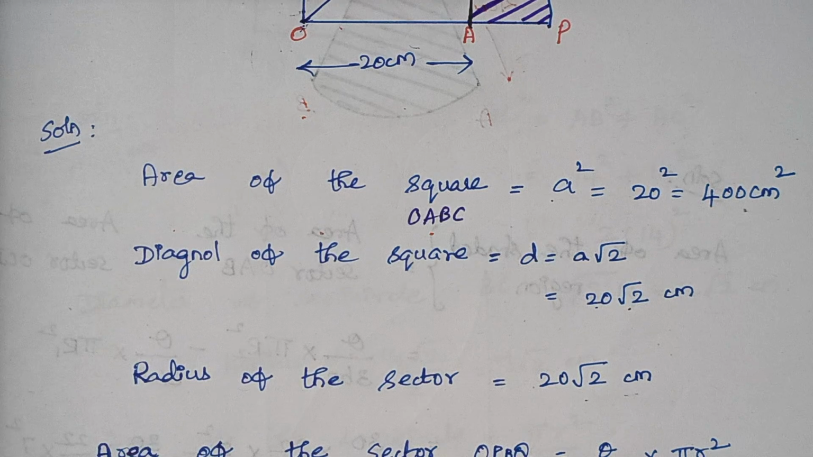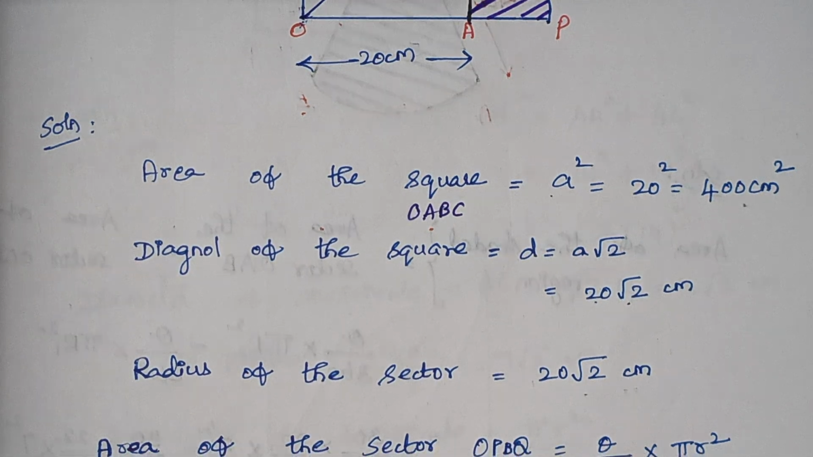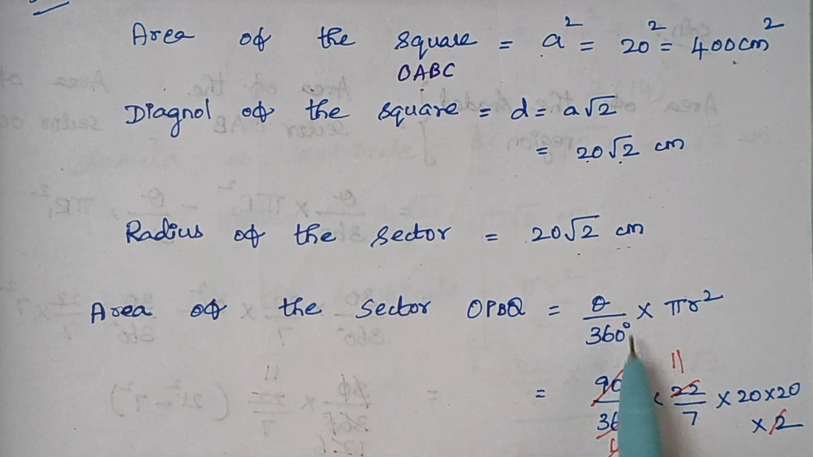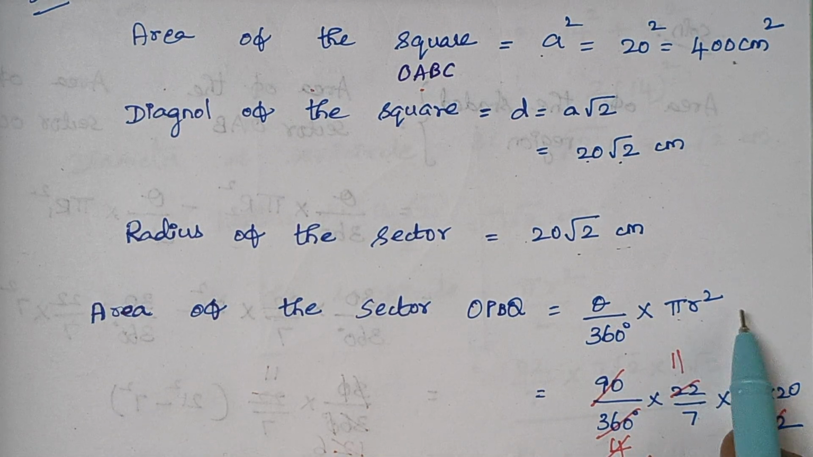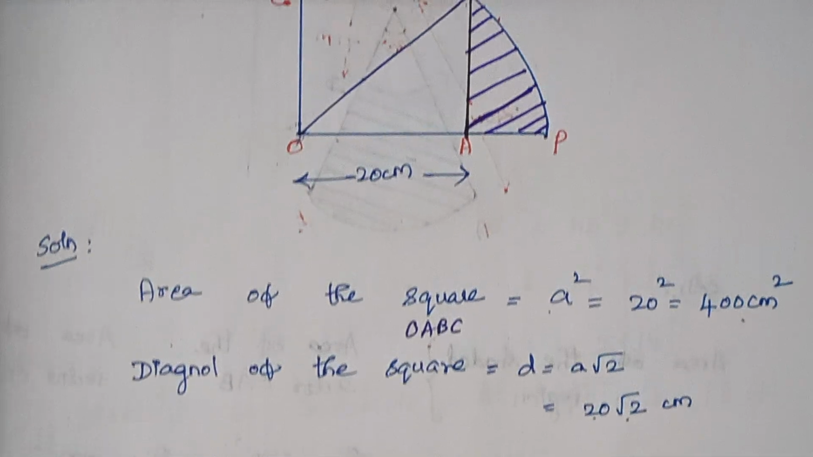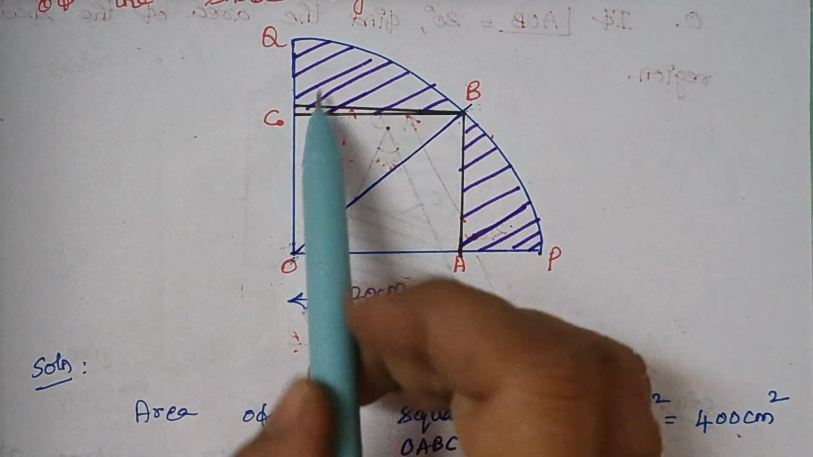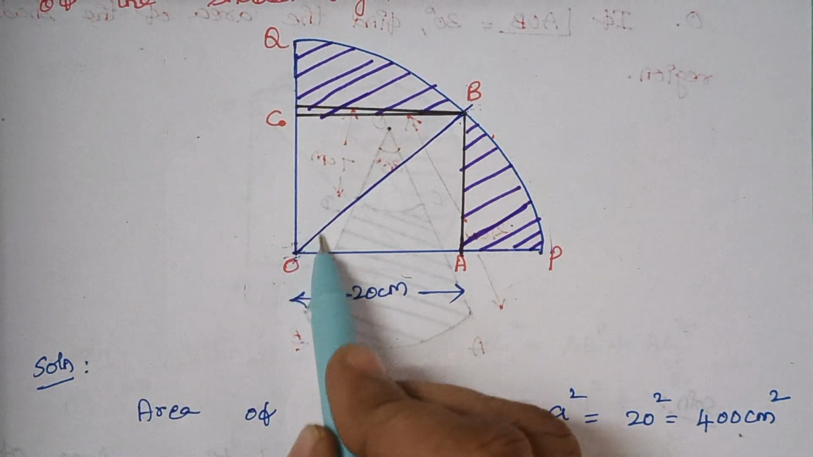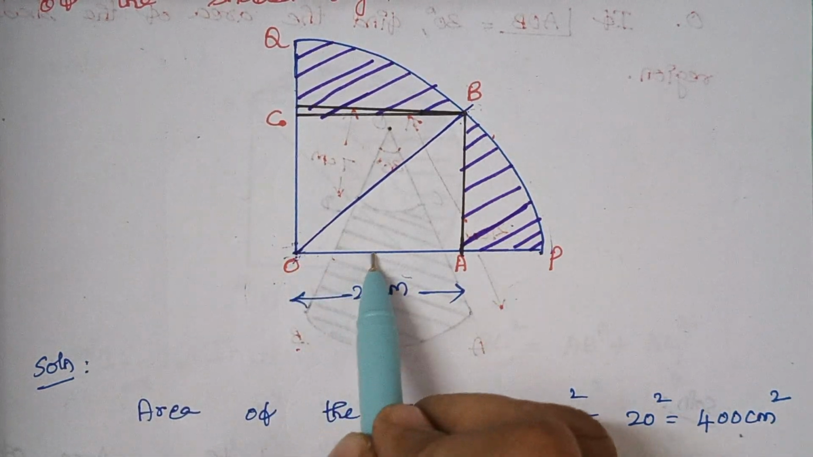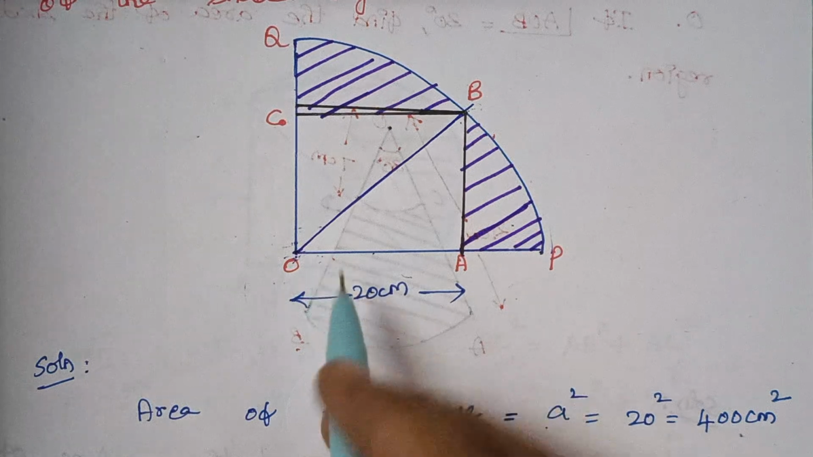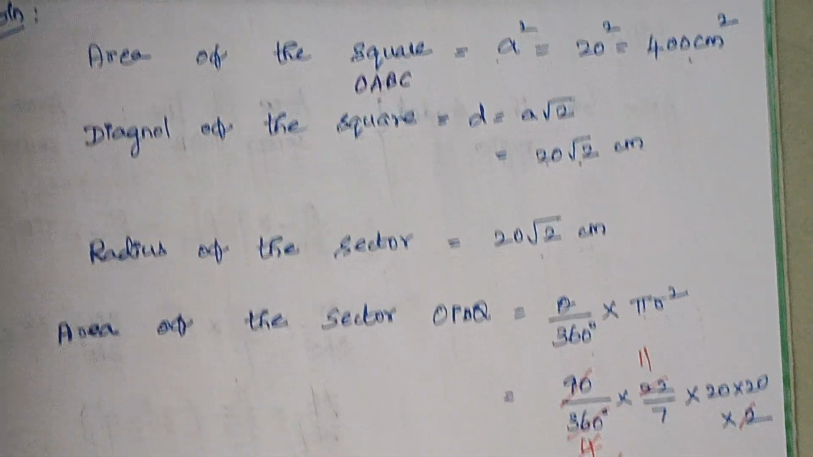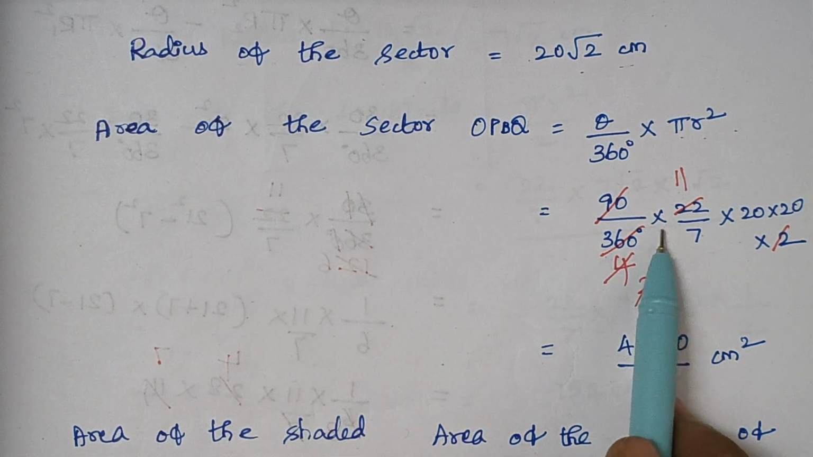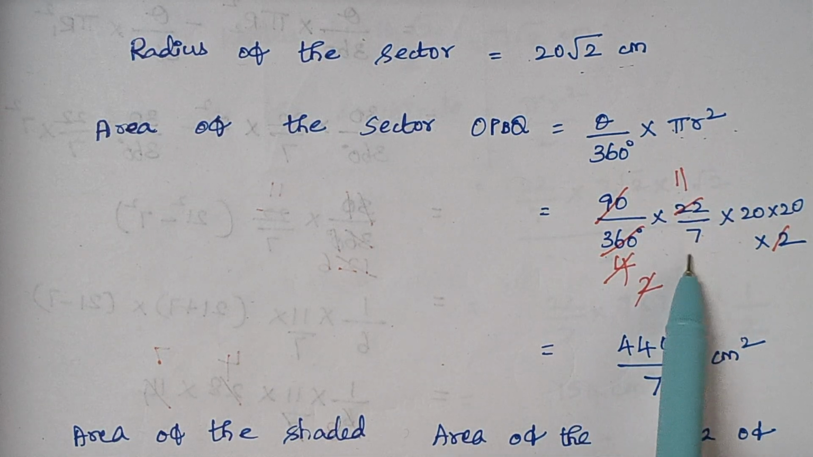So next we are going to find the area of the sector. The area of the sector is given by the formula theta by 360 into pi r square. From this diagram, just consider this sector part alone. What about the angle here? It is a perfect L shape, therefore the angle here is 90 degree. So substitute the value of theta as 90. So 90 by 360 into the value of pi, 22 by 7.